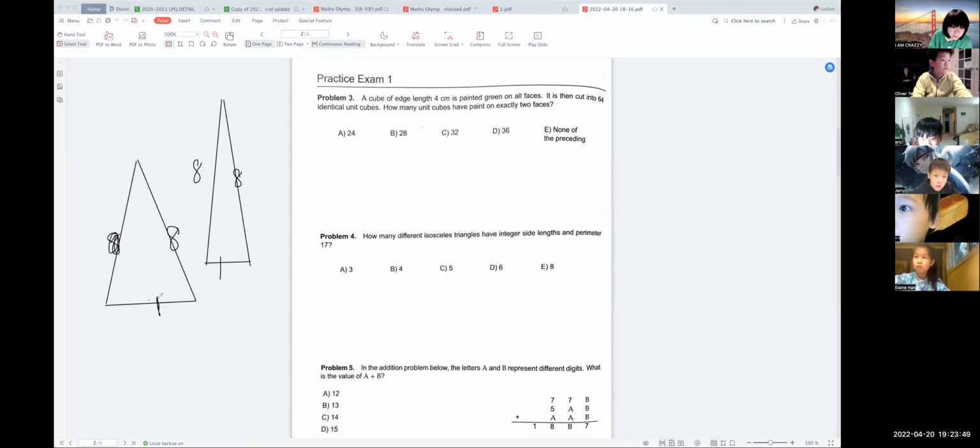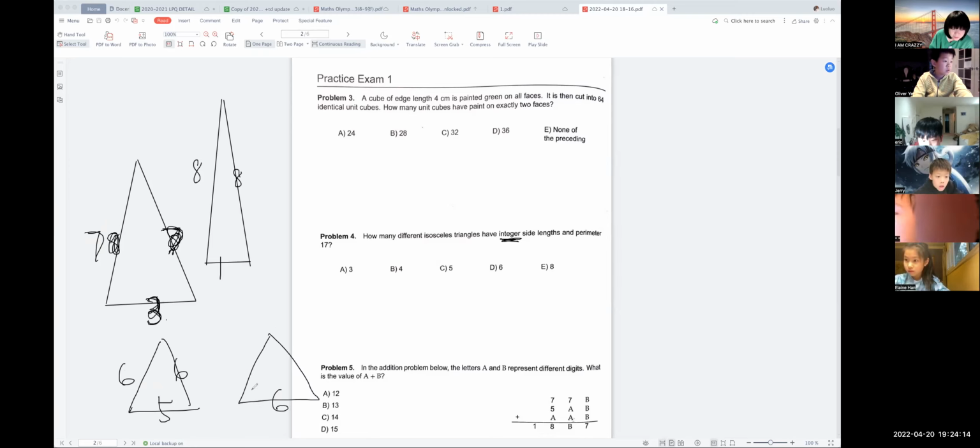Can we make it 2? No, because if the bottom is 2, the other sides will be 7.5 and 7.5, but they said the sides are integers. So we must do 3 and 7 and 7. We can also do 5, 6 and 6. And can we do 7, 5, 5? Yes, correct.